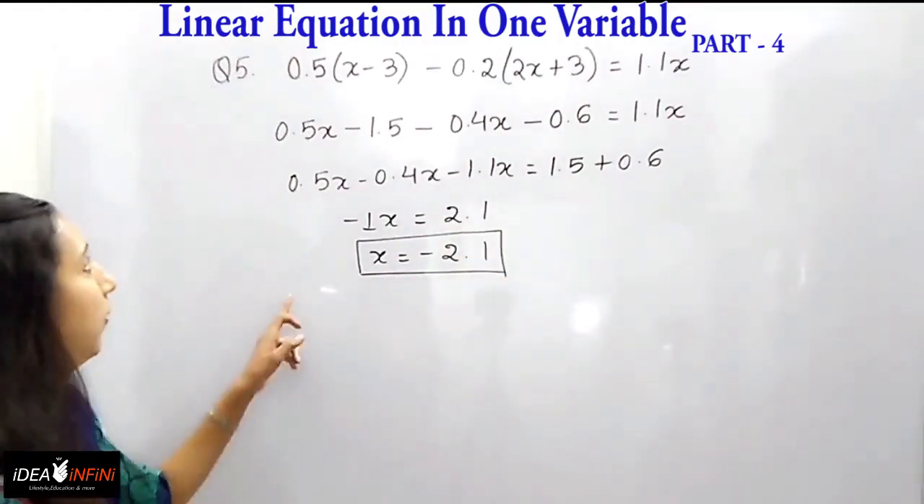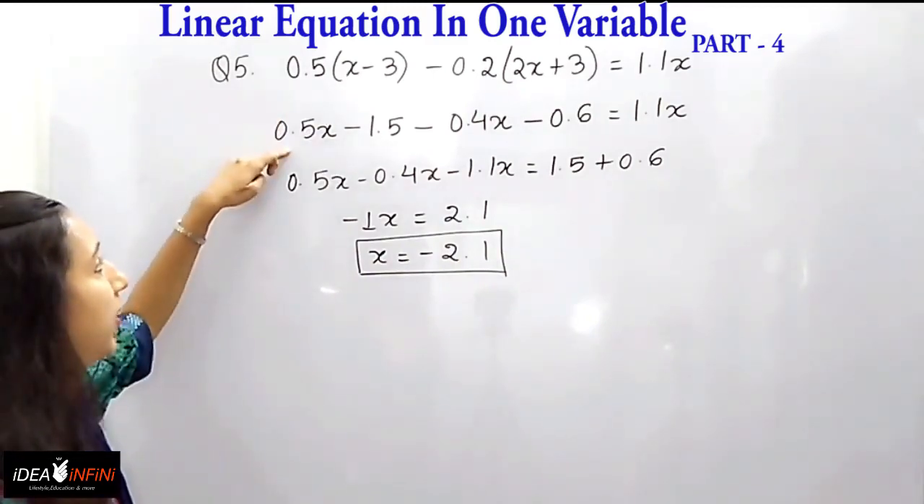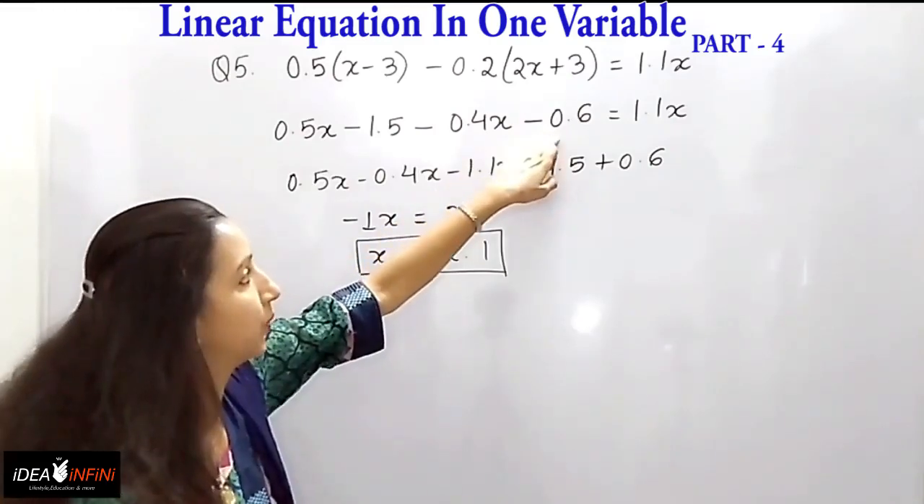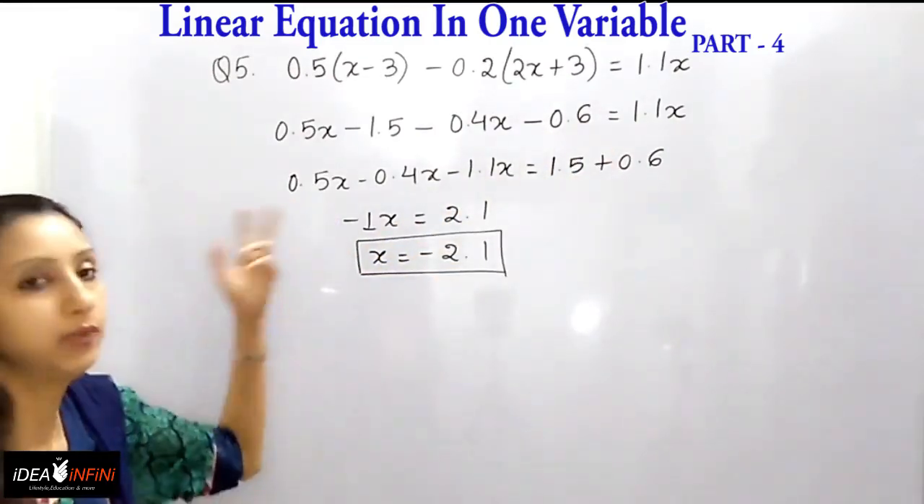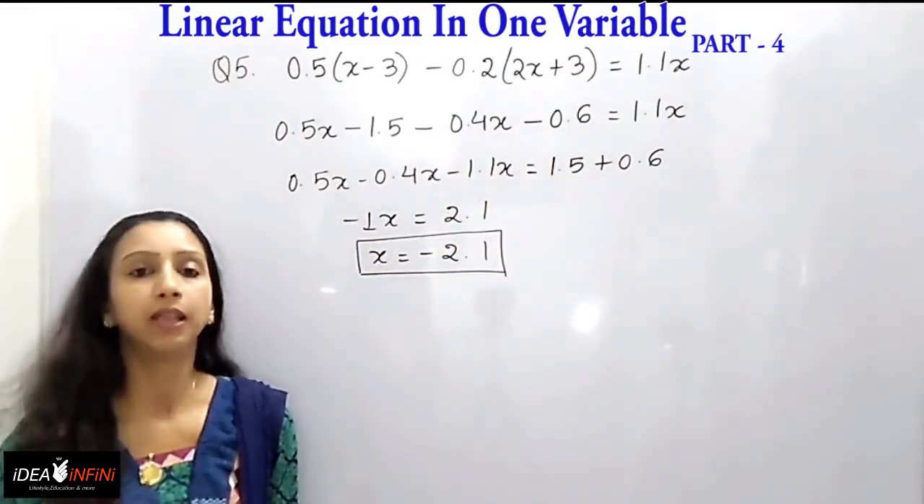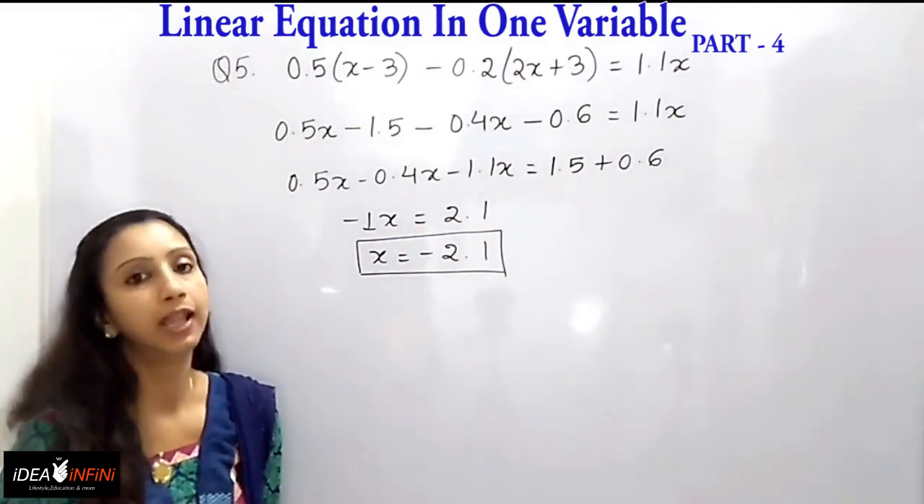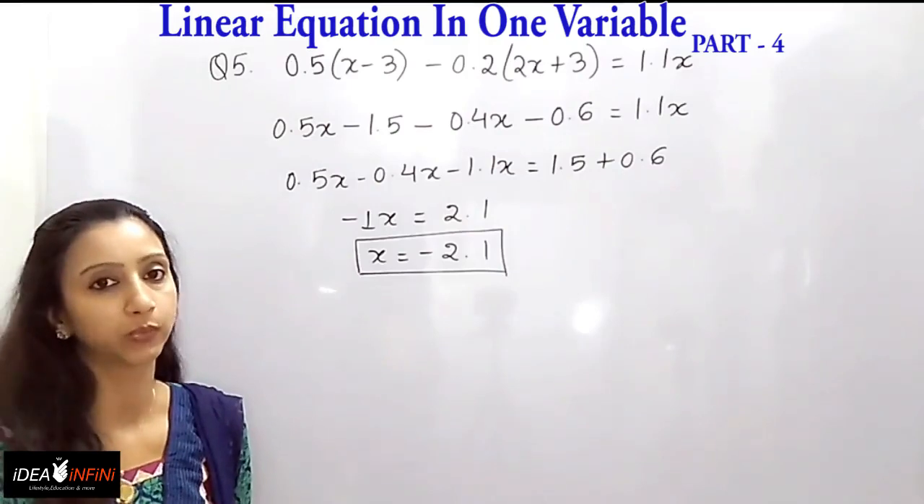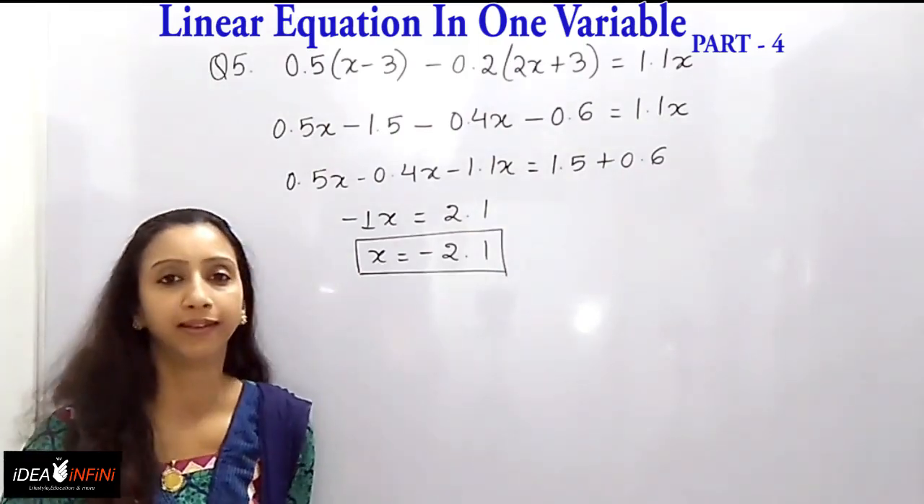This is the value of x. Once again, first open the brackets, 0.5x minus 1.5 minus 0.4 minus 0.6, 1.1, and I combine all the like terms like the variable terms on one side and constants on the other, and finally I get the value of x is equal to minus 2.1.